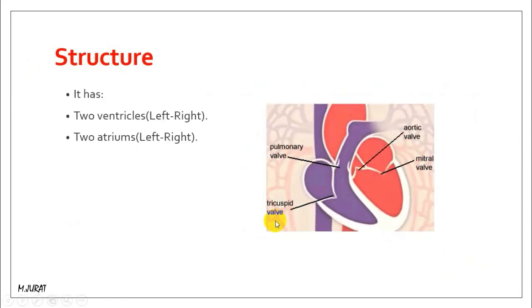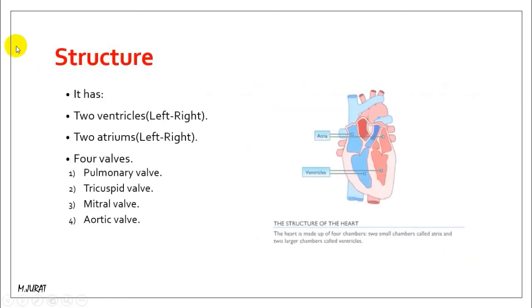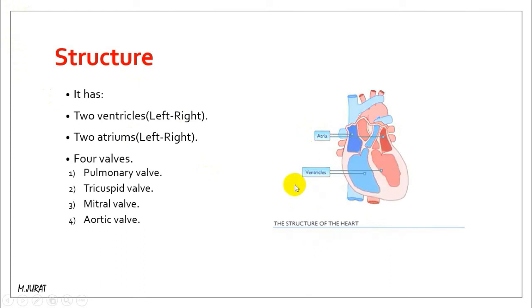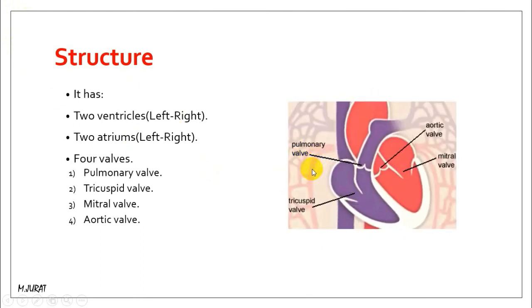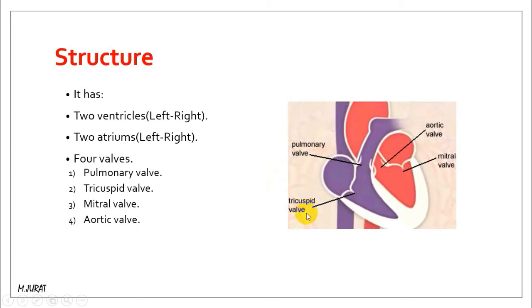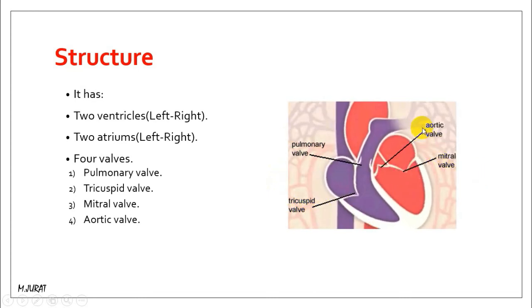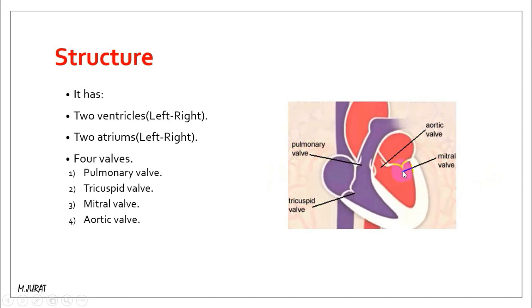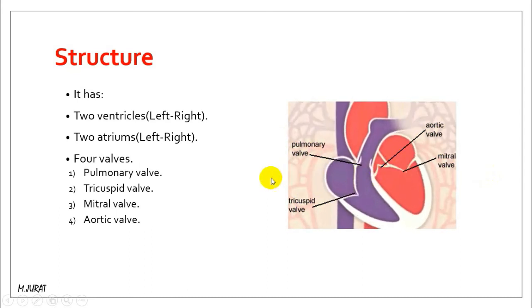About heart structure, we can say that there are four chambers for the heart, which are two atria and two ventricles. As you can see, two atria and two ventricles. And the other structures the heart has are pulmonary valves, tricuspid valves, mitral valves, and aortic valves. The valve function is to prevent the backward movement of the blood.